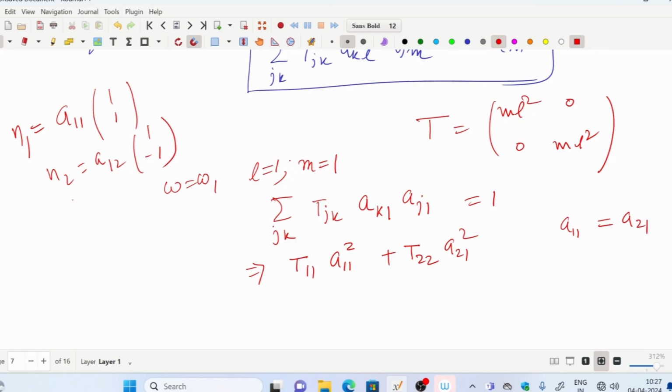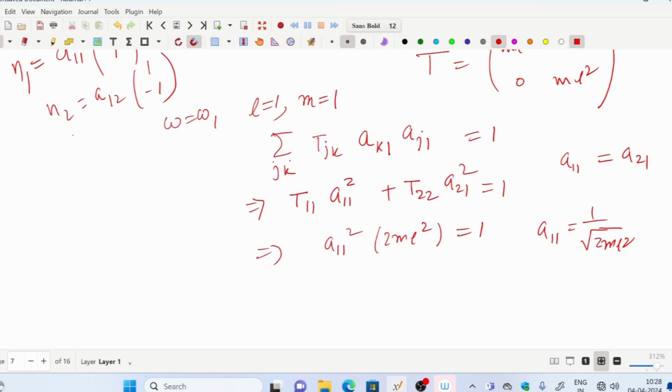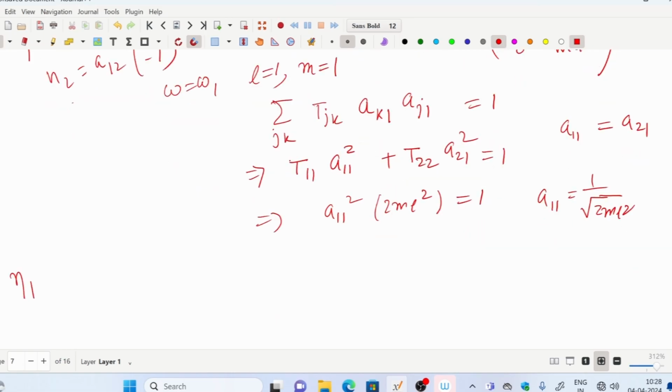That is when we calculate this, we obtain this eigenvector eta 1. So this is equal to 1, which implies a11 square times 2 m L square equal to 1. So a11 we obtain as 1 over root 2 m L square, okay, that is fine. So eta 1 we find 1 over root 2 m L square times (1, 1).